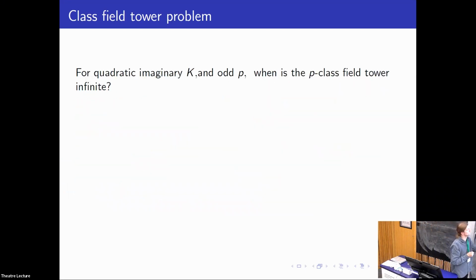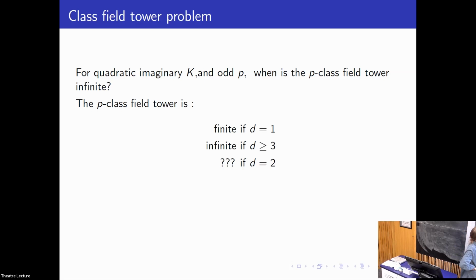That's the question. So let's say we even restrict to odd p, because maybe p = 2 can be weird. It turns out that you can use easy group theory. The p-class field tower is finite if d is equal to 1. It's the Burnside basis theorem, more or less. And by an enhanced version of Golod-Shafarevich, it will be infinite if d is greater than 3. I will explain why in a moment.